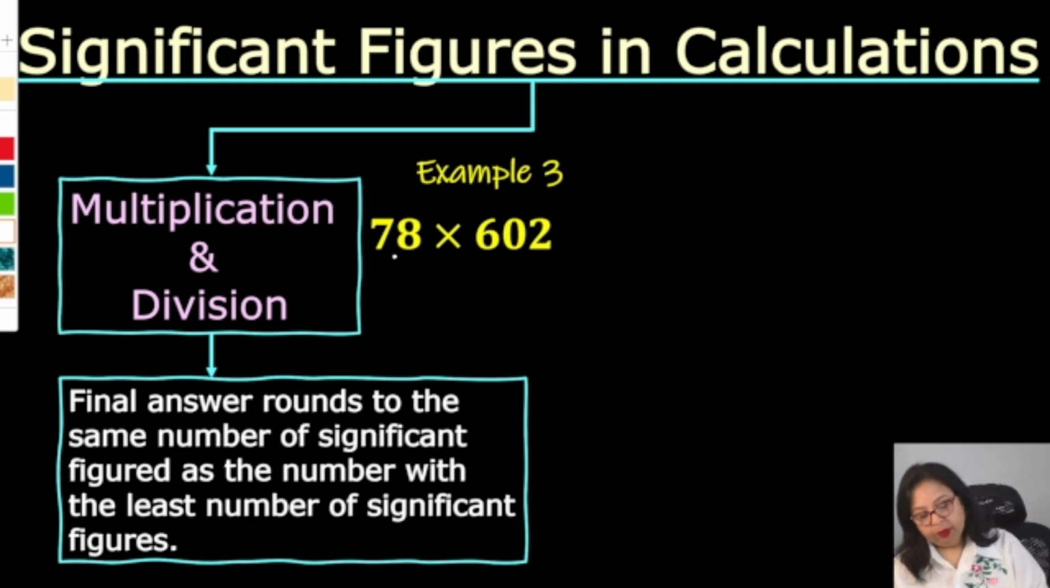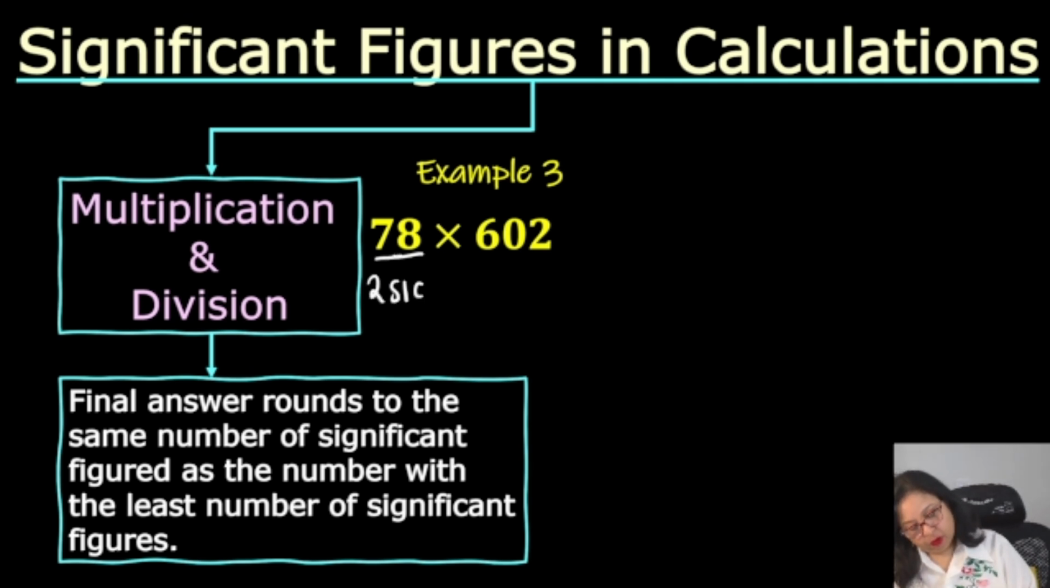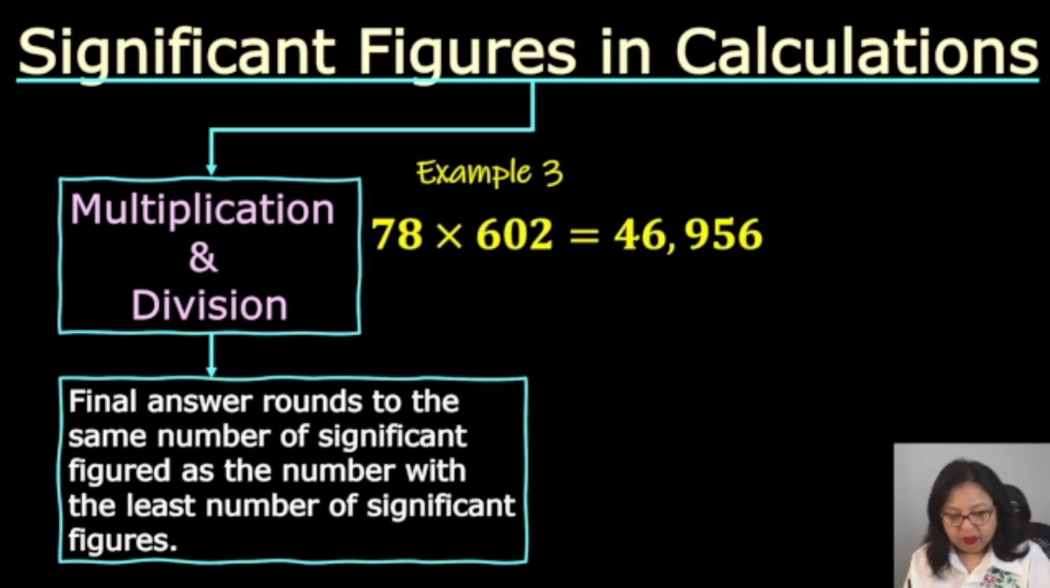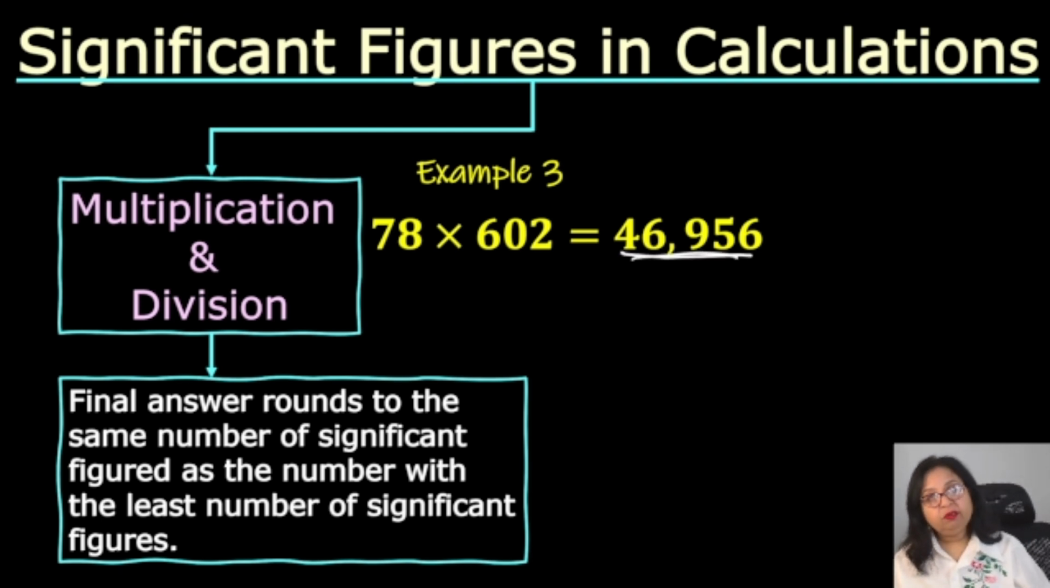Alright, moving on. So 78 has 2 sig figs, while 602 has 3 sig figs. So as per the rule, after we do the multiplication and we have the final answer, we're going to round off that answer to how many sig figs? 2 sig figs. Ready to do it? Alright. So the answer is 46,956.